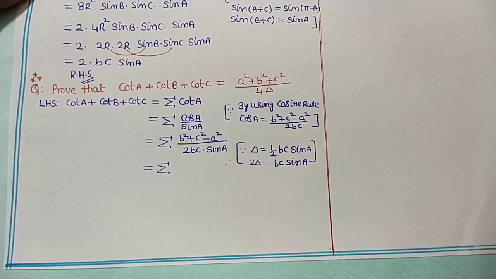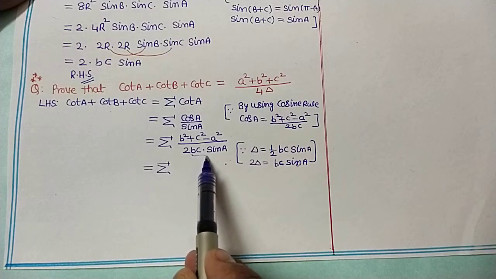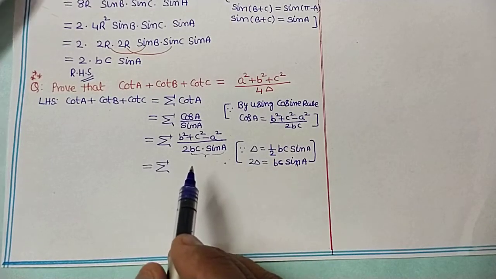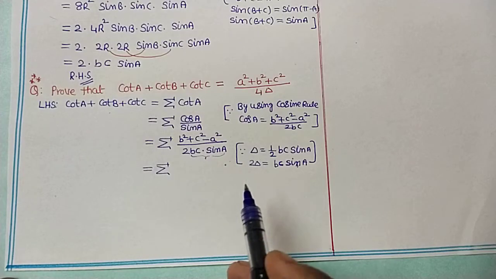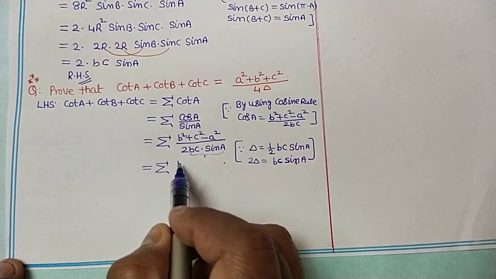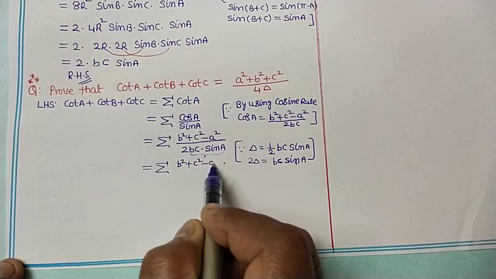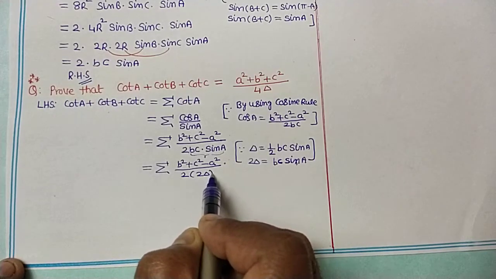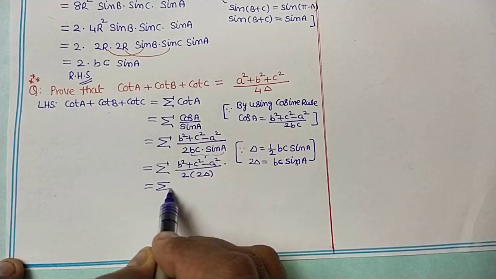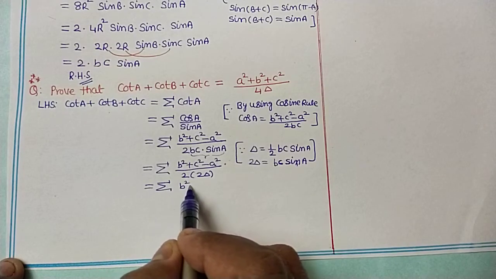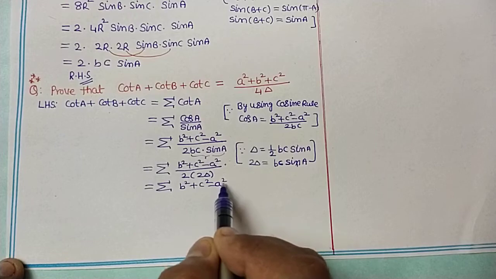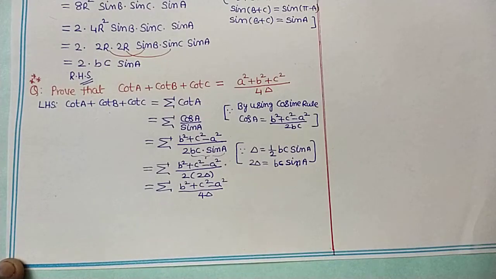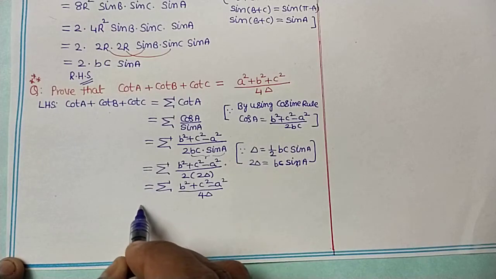So now in place of BC sin A, you have to replace with 2 delta. So now B square plus C square minus A square divided by 2 into 2 delta. So sigma of B square plus C square minus A square by 4 delta. 1 by 4 delta is constant, you can take outside.